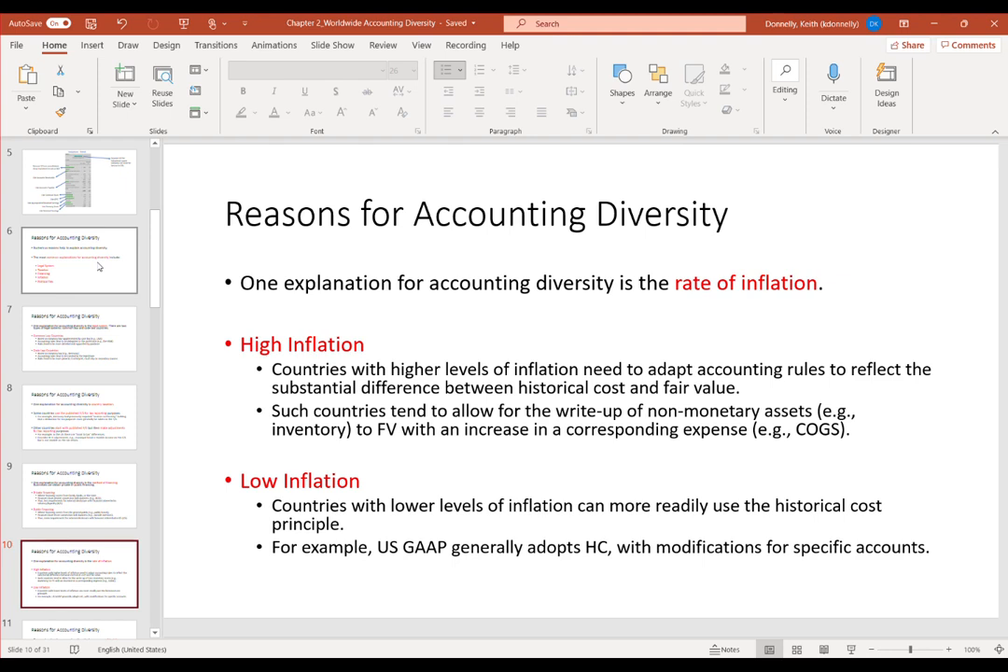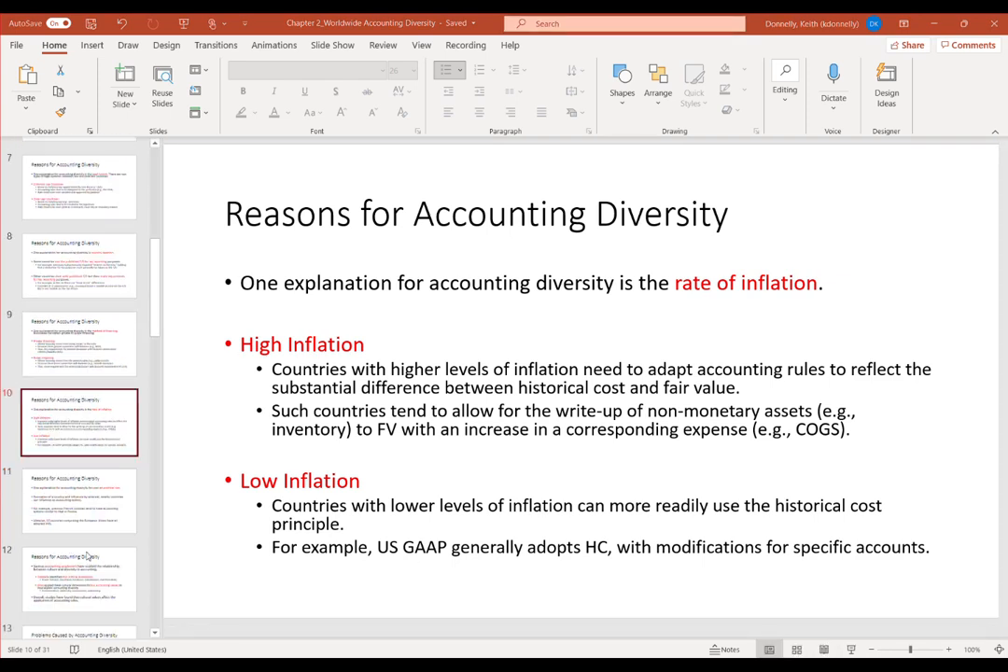Now, in distinction, countries with relatively lower levels of inflation, we're normally going to adopt a historical cost principle. So what you bought it for is what it goes on the balance sheet for. We're not going to generally rewrite it up. We're going to keep it on there at historical cost.